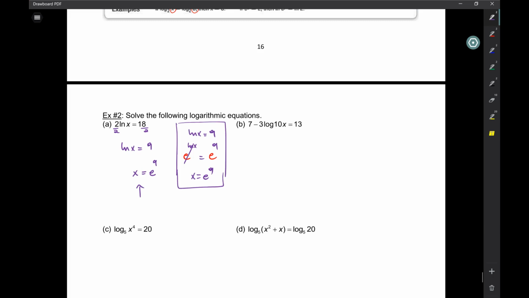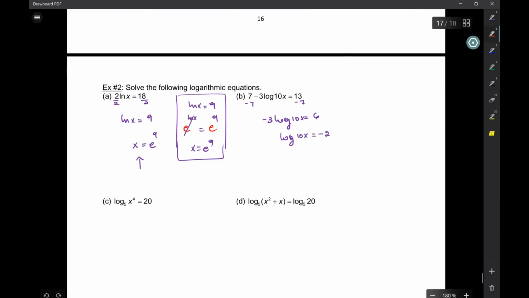Okay, now let's take a look at this one. I'm going to subtract 7. Negative 3 log 10x is equal to 6. Divide by negative 3. So log 10x is equal to negative 2. Okay. This is a logarithm. Where in here is the exponent? The negative 2 is the exponent, right?